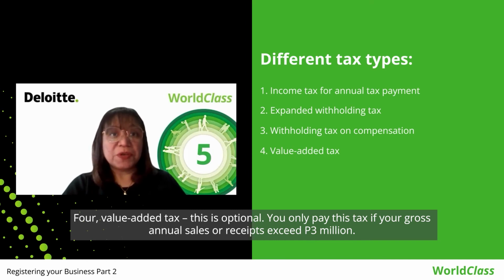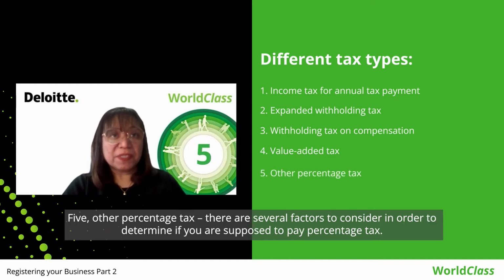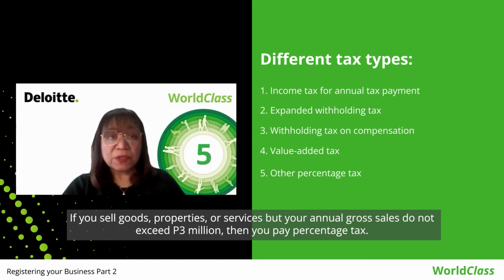This is optional. You only pay this tax if your gross annual sales or receipts exceed 3 million pesos. Now, if you are not liable to VAT, then you are liable to pay 5. Other percentage tax. There are several factors to consider in order to determine if you are supposed to pay percentage tax. If you sell goods, properties, or services, but your annual gross sales do not exceed 3 million pesos, then you pay percentage tax.